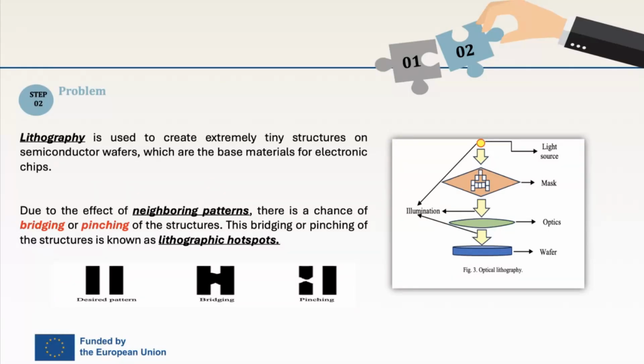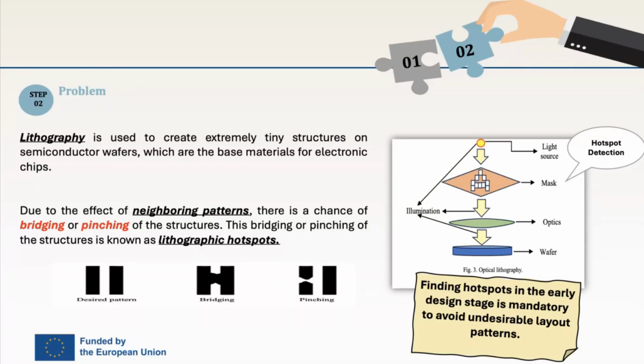This kind of lithographic hotspot is considered an undesirable pattern, and if we don't solve these patterns at an early stage, they will be printed on the wafer, and then we will have a manufacturing defect. So we try to find these patterns at an early stage. As a final note, finding the hotspot in the early design stage is mandatory to avoid any undesirable layout pattern in the manufacturing stage.